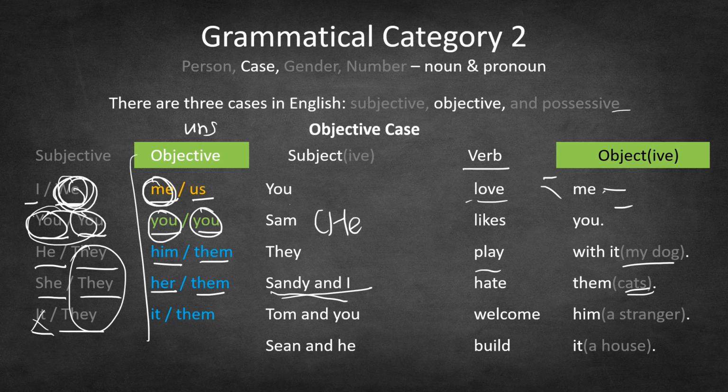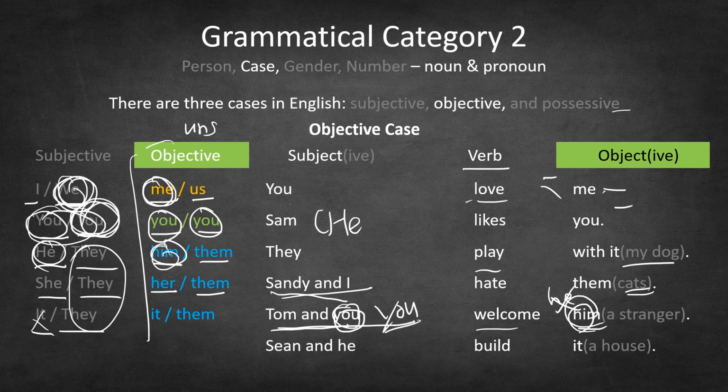Okay, how about this one? Tom and you. You, if you have you, everything is always you, plural. This you, this you. Tom and you, welcome him. Him is this him. You cannot say he because he is subject. Him, object. So again, this objective pronouns in objective section.